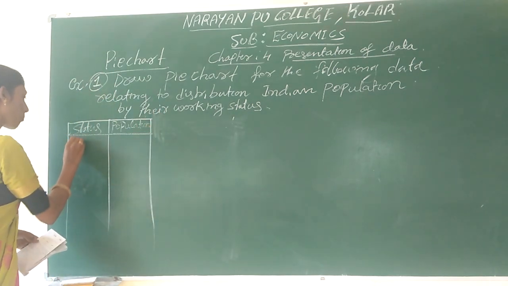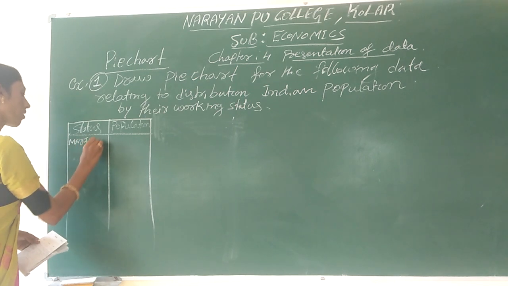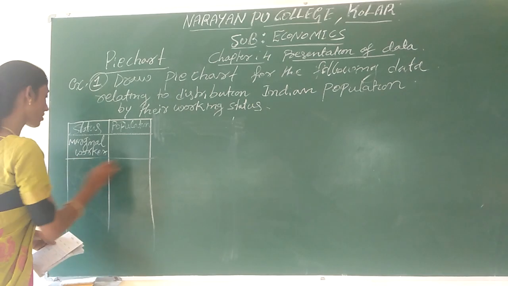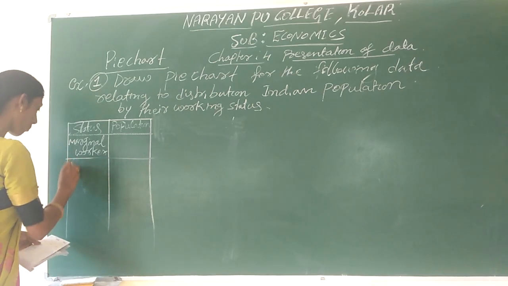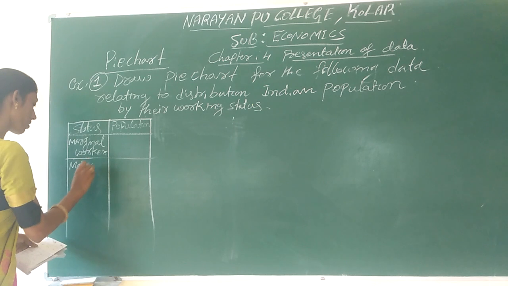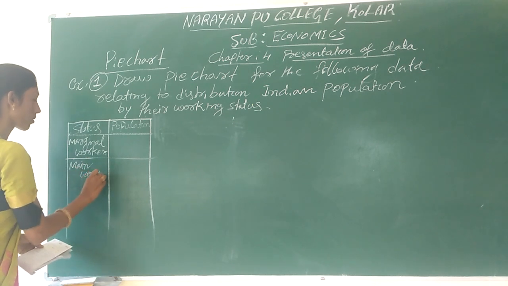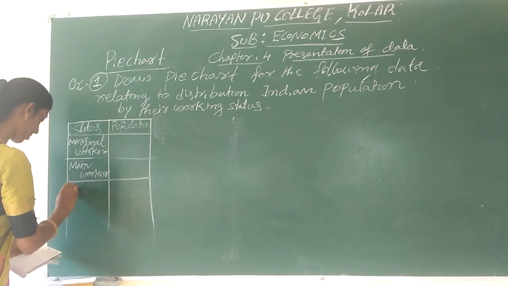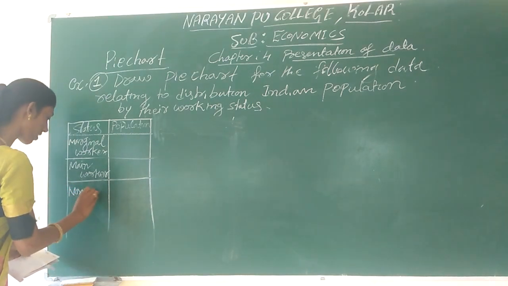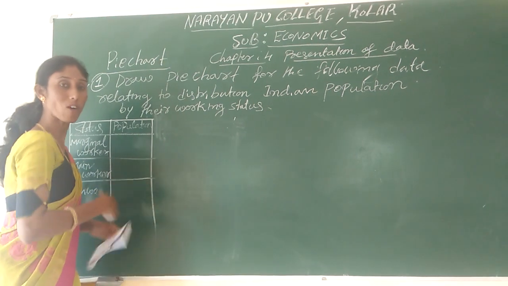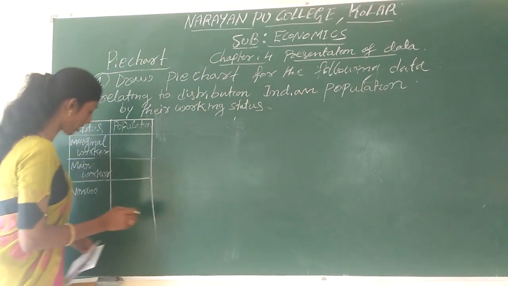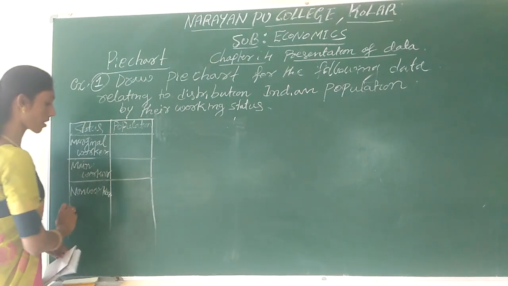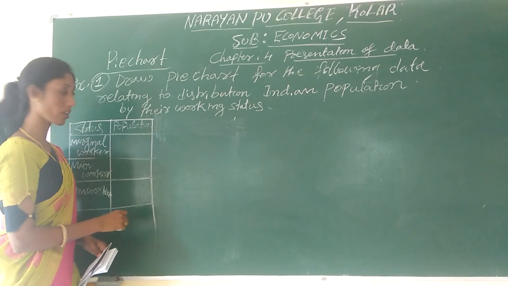One is marginal worker, second one main worker, and third one non-worker. Non-worker means unemployed, he is not engaged in any activity. Non-worker. These are the three statuses of the population.